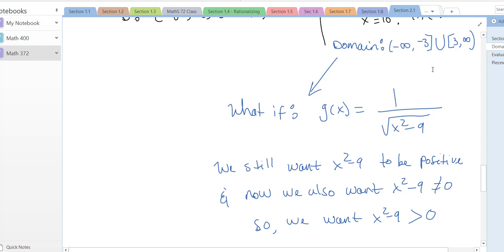Anytime you have denominators, exclude the values that make the denominator 0. Anytime you have radicals, you want the inside of the radical to be positive, so greater than or equal to 0. And then it depends whether your radical is in the denominator or not.